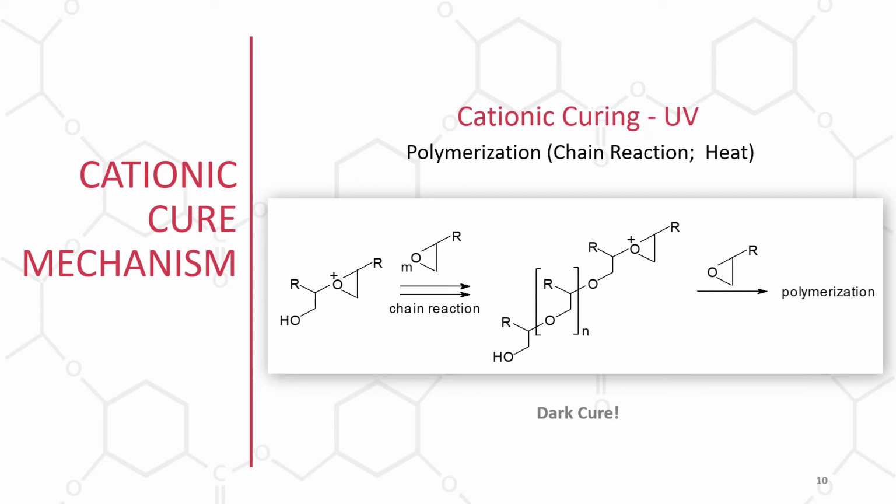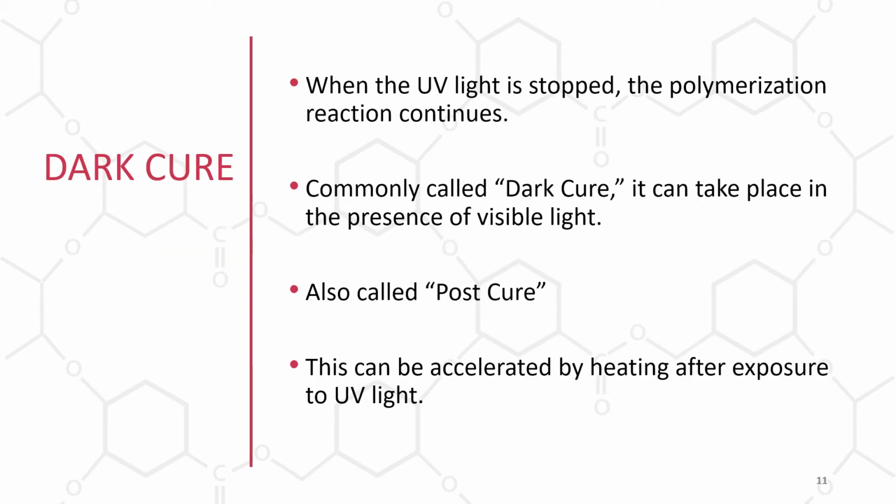So what is dark cure? When the UV light is stopped, the polymerization reaction will continue, and it will just keep going until it gets terminated in some form. This is commonly called dark cure, and it can take place, ironically, in the presence of visible light. It's now only dependent on the presence of the cations that are formed. Another term that you may hear out in industry is post-cure for this phenomenon. This can be accelerated by heating after exposure to UV light, so you can shorten the time for dark cure just by warming up your coating or your ink.